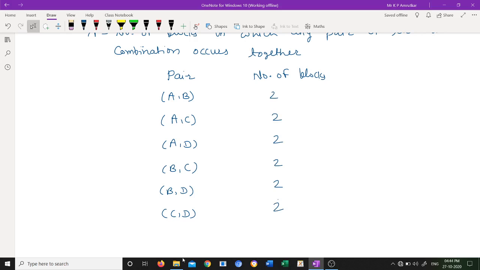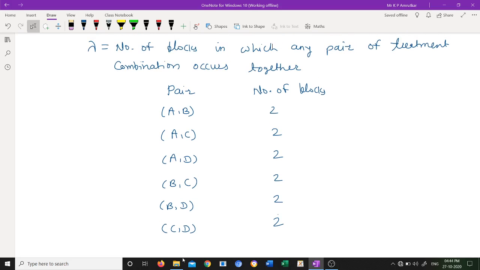Lambda means the number of blocks in which any pair of treatment combination occurs together. So here lambda is 2. Take any pair of treatment combination, in how many blocks does it occur? Any pair of treatment combination occurs in two blocks. So that's why lambda is 2.